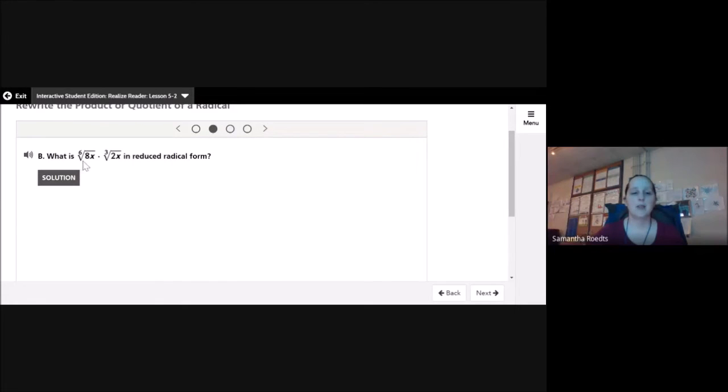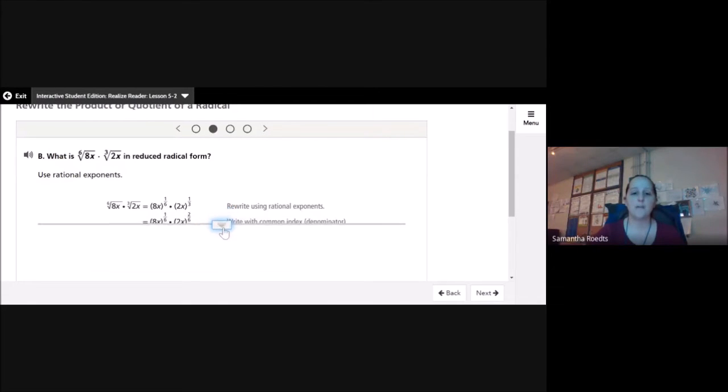Okay, what is the sixth root of 8x times the cube root of 2x in reduced radical form? Use rational exponents. The sixth root of 8x becomes 8x to the 1/6 power, and the cube root of 2x becomes 2x to the 1/3 power. Then I can multiply. So this tells me I have 8x times (2x) squared, to the 1/6 power.